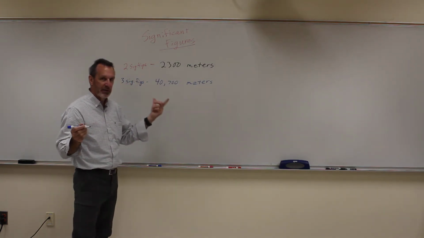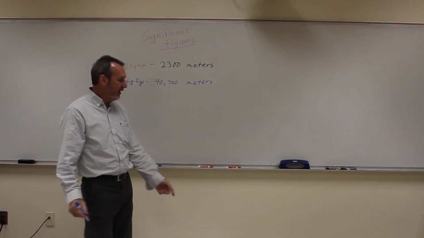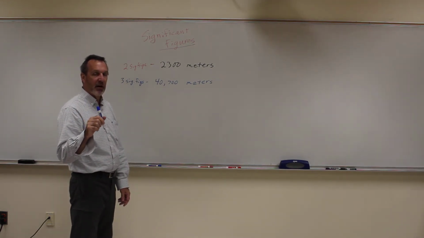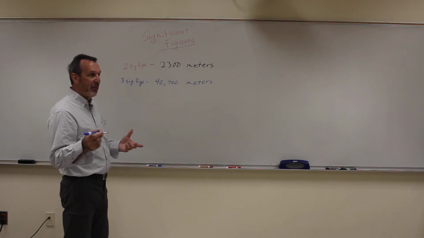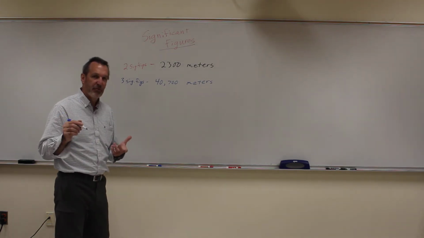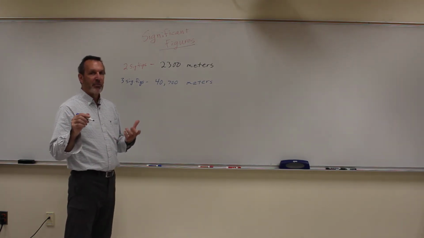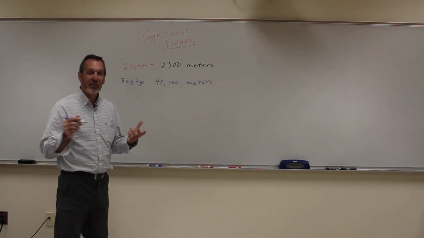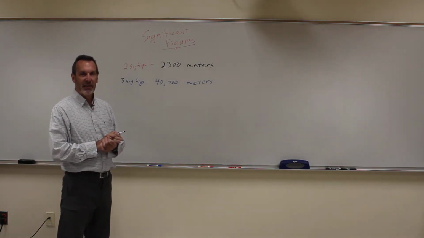There's a good story about this. When the British were first measuring the height of the highest mountain on the earth, Mount Everest, they calculated to the nearest foot. And this was back in the late 1800s. And they came up with that it was exactly 29,000 feet high.